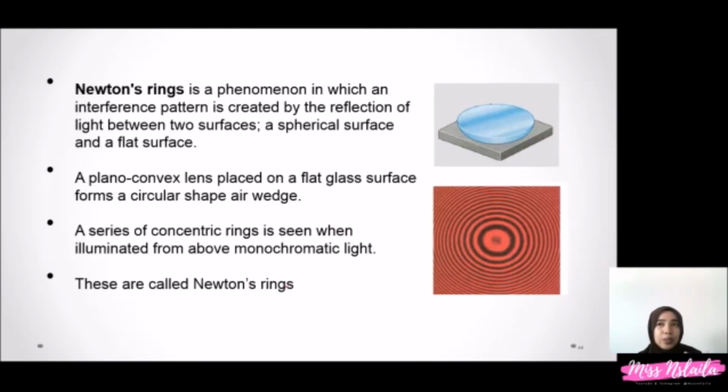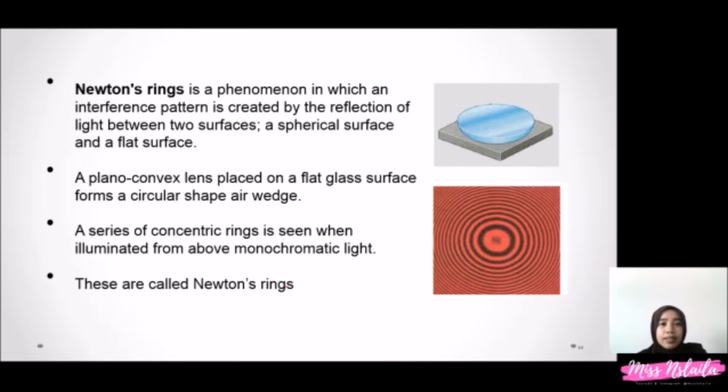Just now we used two flat glass plates, and in between them there will be an air wedge. What if we use a plano convex lens and also a flat glass surface? If we use that apparatus, we will see a series of dark and bright fringes in the shape of circular rings that we call Newton's rings.